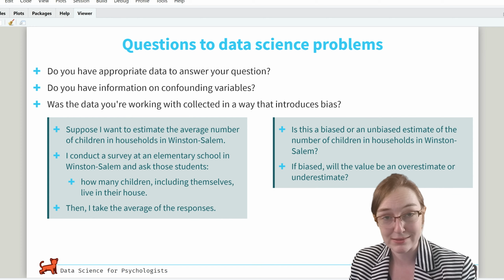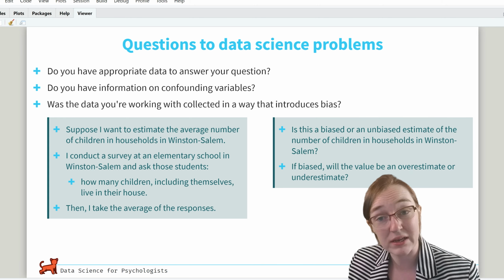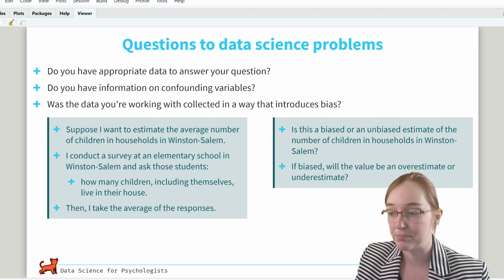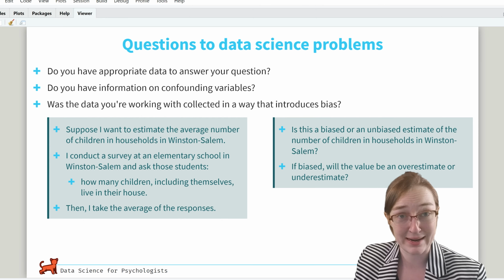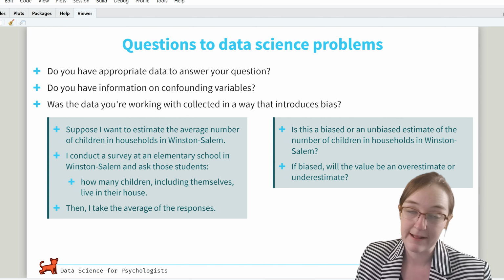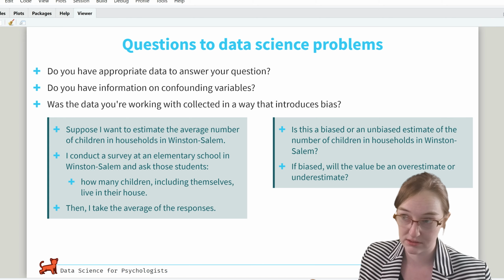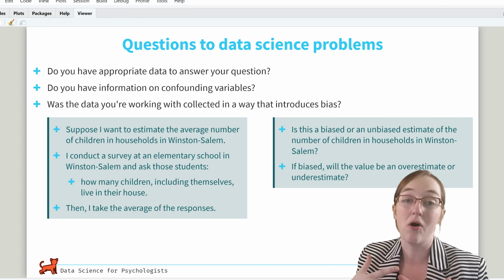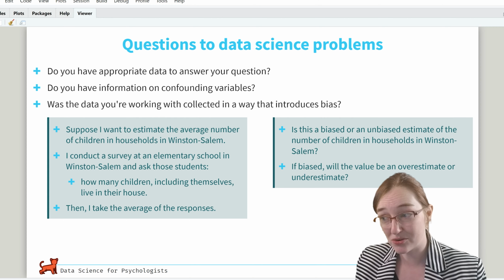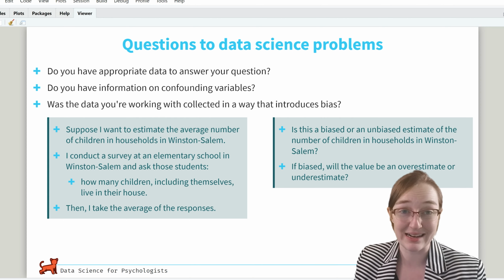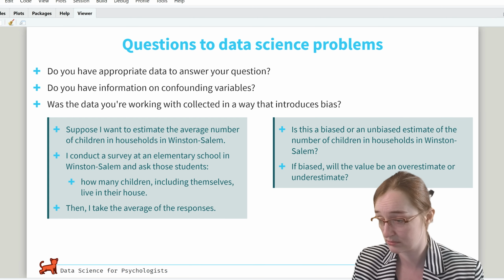Now, if biased, will this value be an overestimate or an underestimate? Because that information is also important. So if we have bias that's systematic, so it's in one direction or another, that can help us as well as bias that is on average random. All this information is important and all this critical thinking is important. Don't just accept data unquestioningly and think about your data production process.